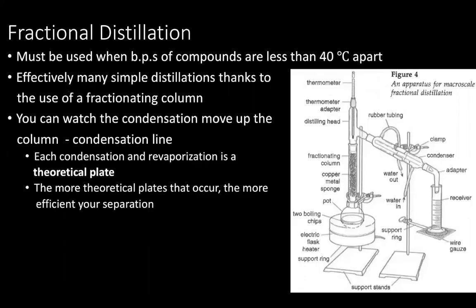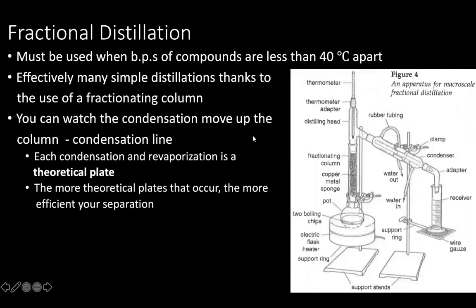Fractional distillation must be used when the boiling points of the two compounds in the mixture are less than 40 degrees apart. Basically, what a fractional distillation does is many simple distillations thanks to the use of a fractionating column. And that's that new piece of glassware that you might notice in this illustration, separating the pot or the round bottom from the distilling head where the thermometer is. You have this extra piece of glassware that's basically just a tall glass tube, and you will be able to watch condensation move up the height of that column. That's called the condensation line.